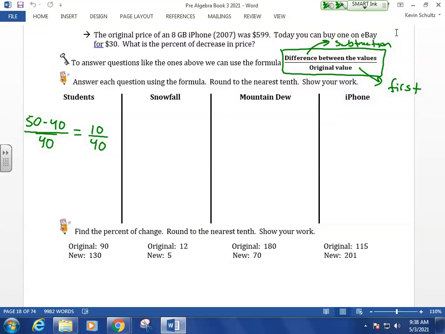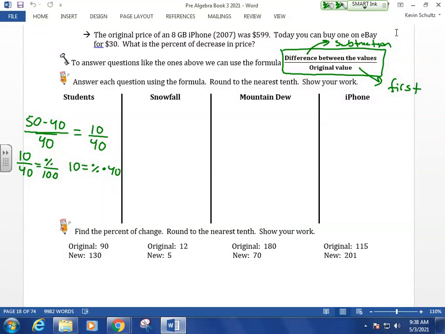You could set this up as proportions or equations, right? Because 10 over 40 is part over whole equals percent over 100. You could do it that way. You could set up an equation, 10 equals what percent times 40. That works too. Or, Pierce? Is it 25%? How'd you get 25%? Well, I just simplified it to 1/4.